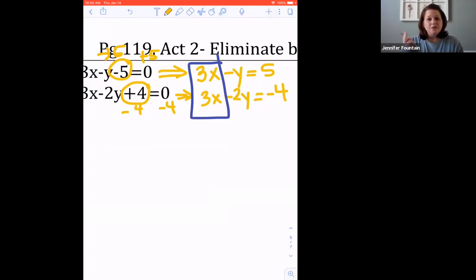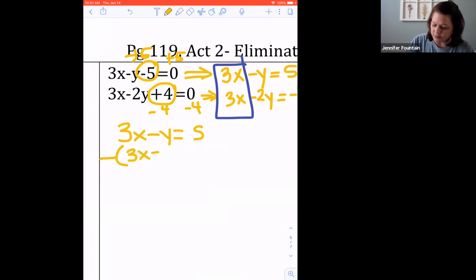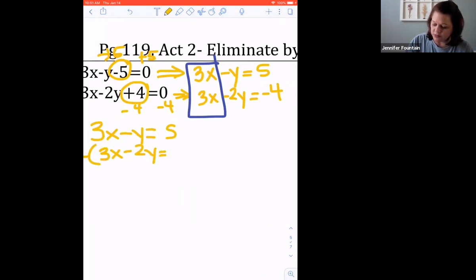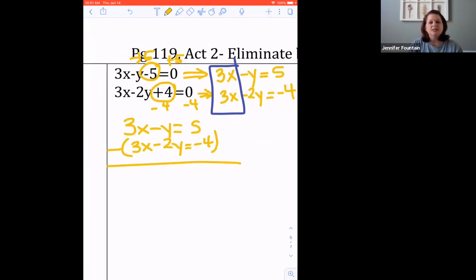So that's when I have identified that I've got the same terms. So if I have 3x minus y equals 5 minus 3x minus 2y equals -4, if I subtract 3x minus 3x, that gives me 0. But I have to be super careful, because just because I have subtracted those two terms, the following terms have to be adjusted because of my subtraction. So this is where I want to go ahead and change to adding the opposite.